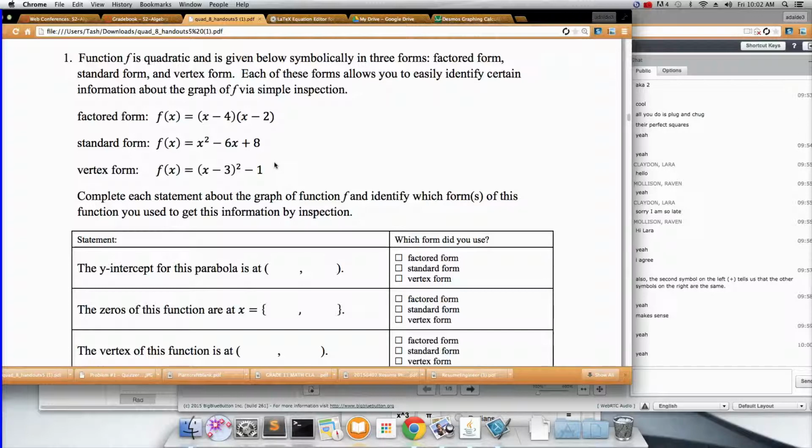And there's advantages and disadvantages to each of them. One advantage of looking at it in factored form is you're able to see where the zeros of the function are real quickly. You can immediately look at that and say, the zeros of that function are at 4 and 2. Does that make sense?